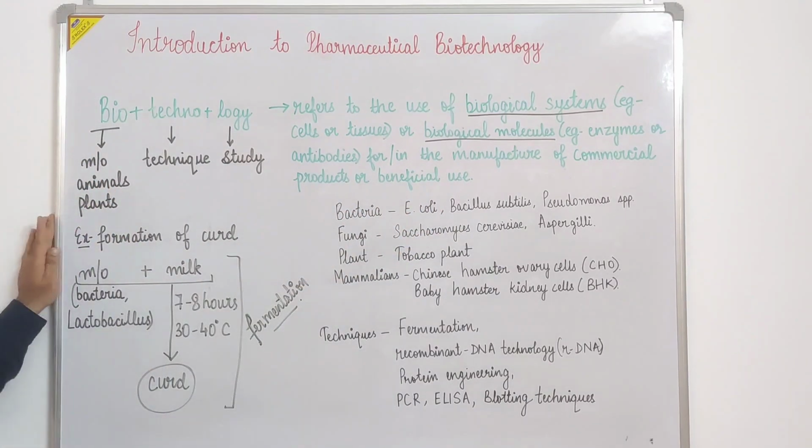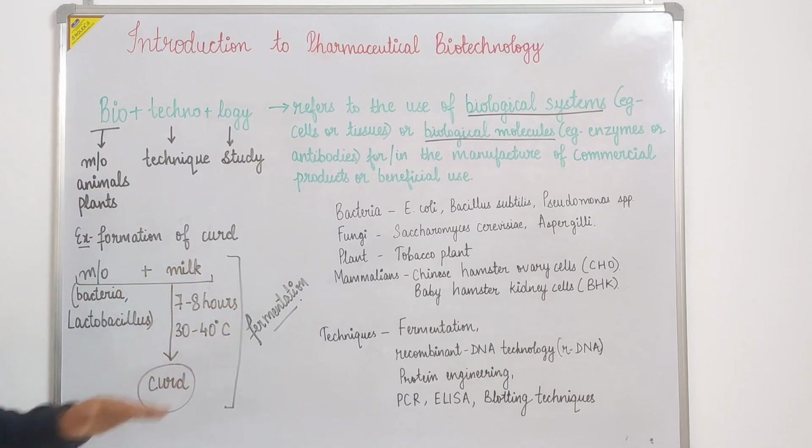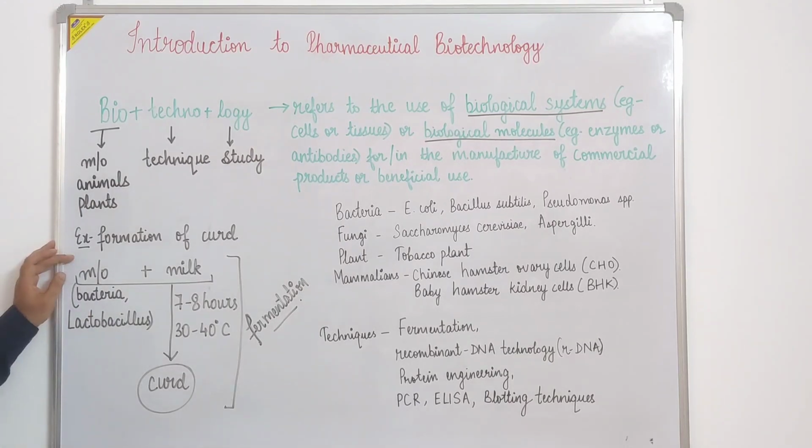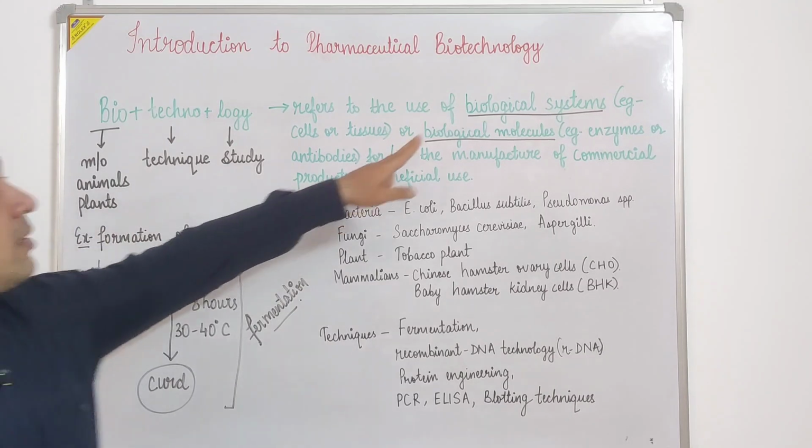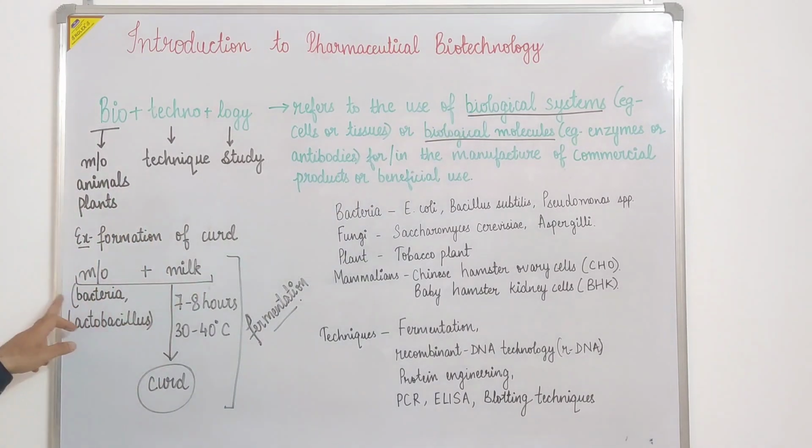Okay, so here we see an example of biotechnology, which is formation of curd. Now, in our Indian household, we generally prepare curd. So, how do we do that? Let's see. We take microorganism, which is bacteria, specifically saying lactobacillus bacteria. Okay, so this microorganism is a biological system which we are using here because we are using the complete microorganism. We are not taking any part of that microorganism.